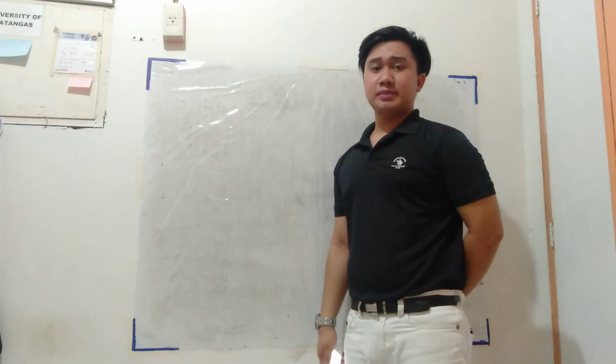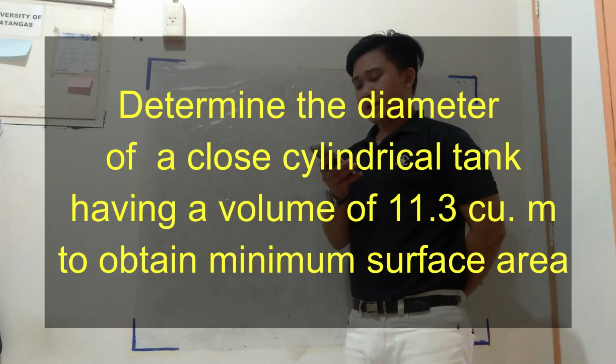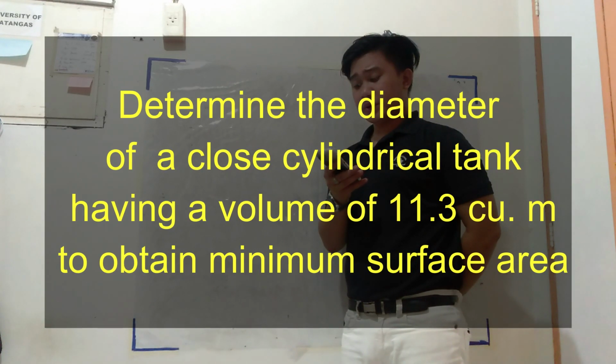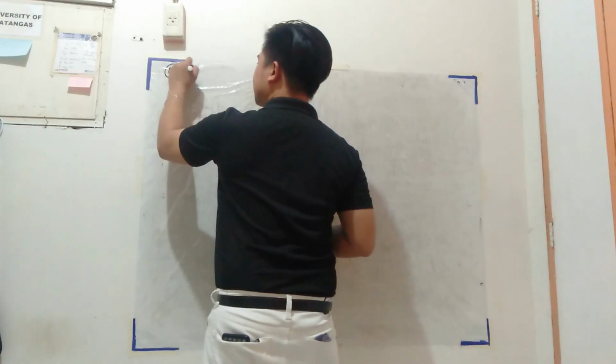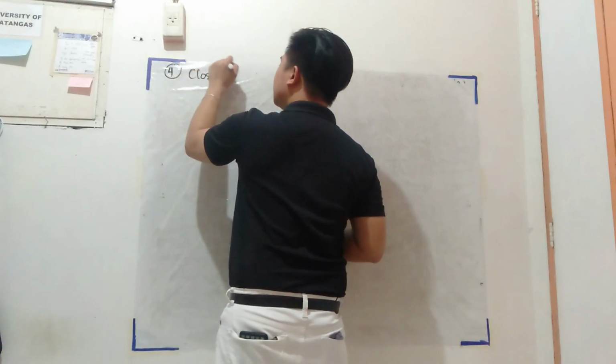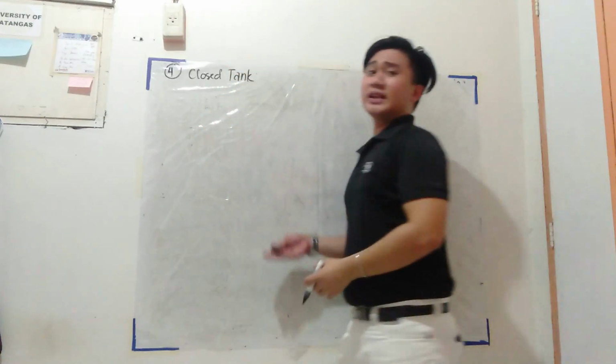We're down to the last problem for this category. Determine the diameter of a closed cylindrical tank having a volume of 11.3 cubic meters to obtain the minimum surface area. Okay? Sabi sa atin, closed tank yung gagawin natin. Kaka-derive lang natin kanina.